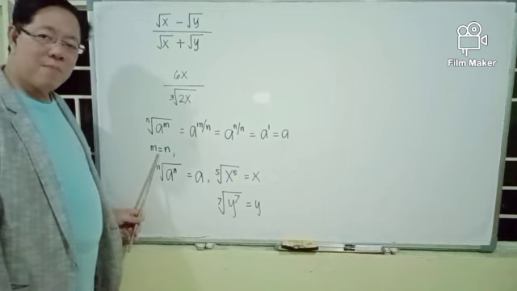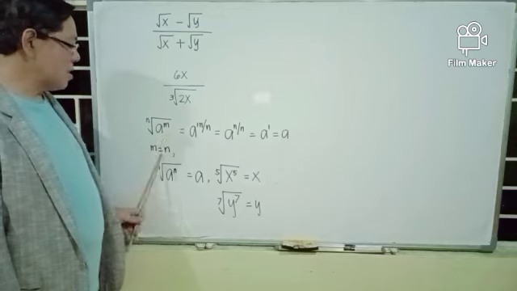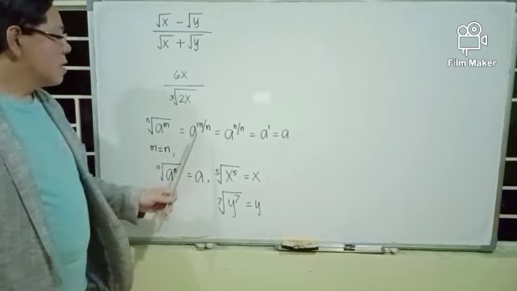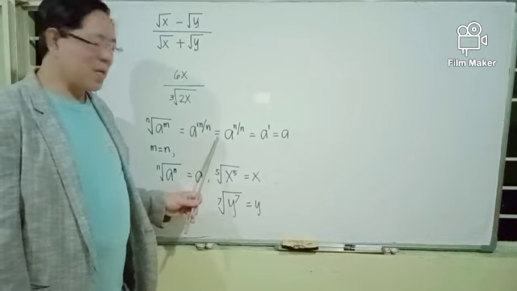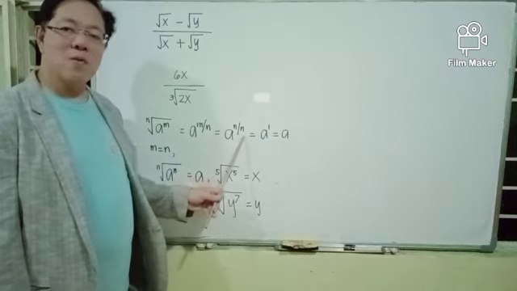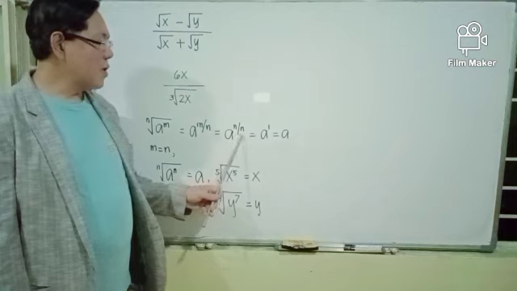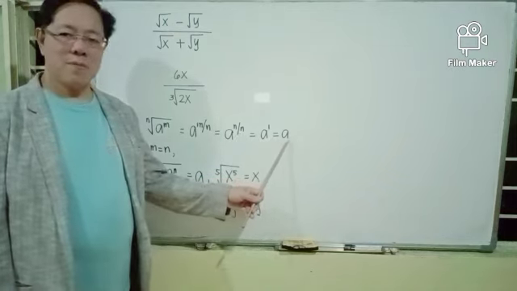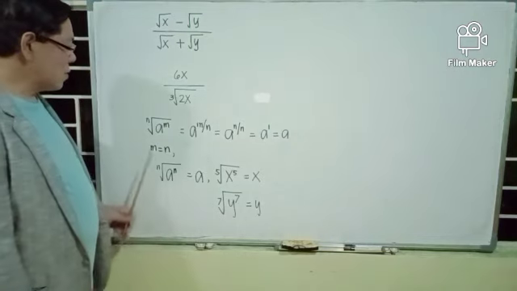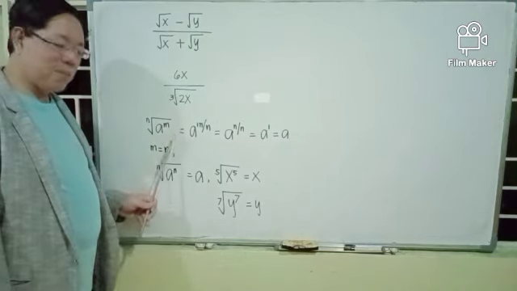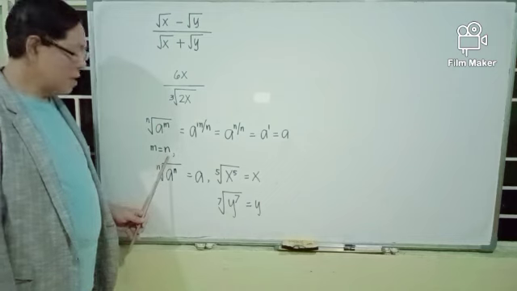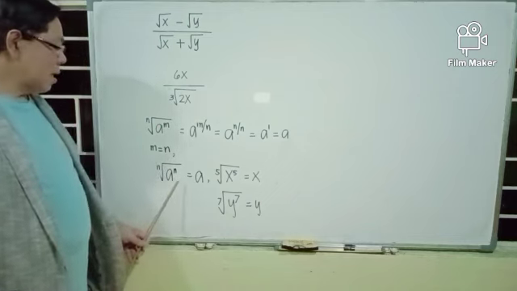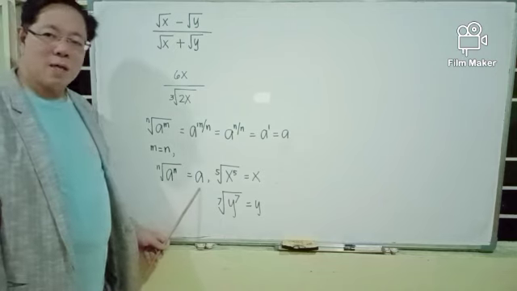But if m, the exponent of a, is equal to the index n of the radical sign, then a to the m over n becomes a raised to n over n. And n over n is equal to 1, and a raised to 1 is equal to a. Thus, we conclude that the nth root of a to the m, if m is equal to n, becomes the nth root of a to the n. And this simplifies to a.